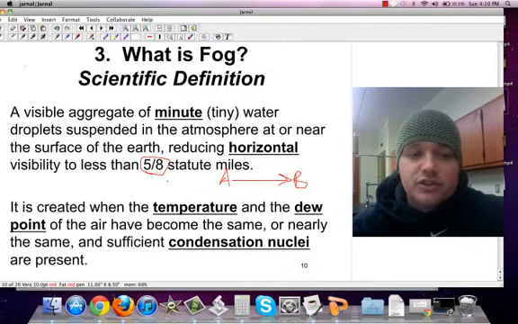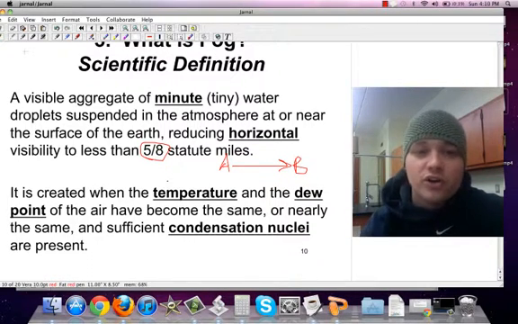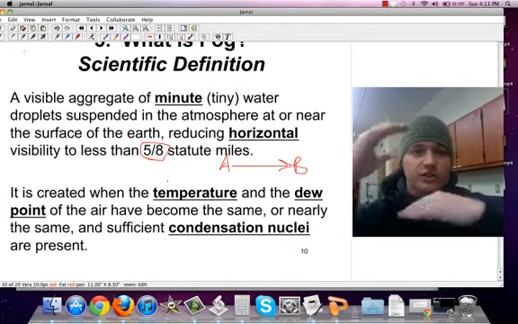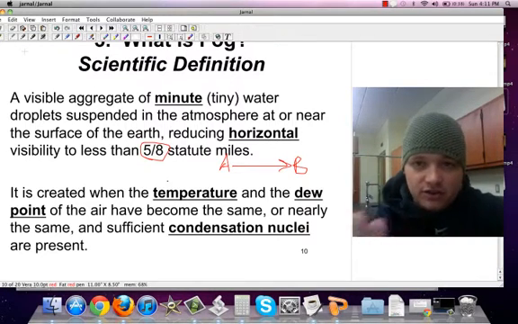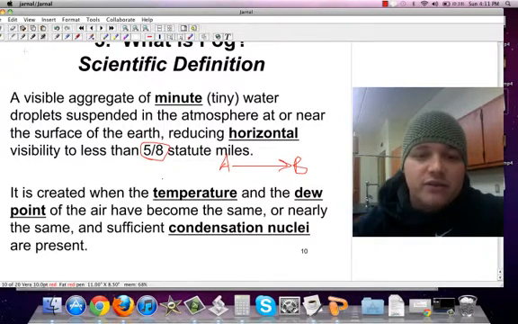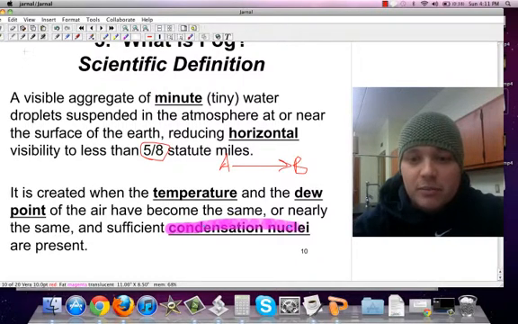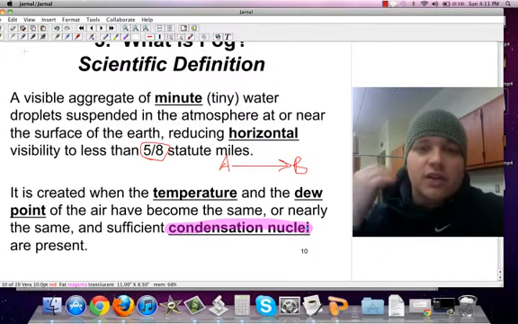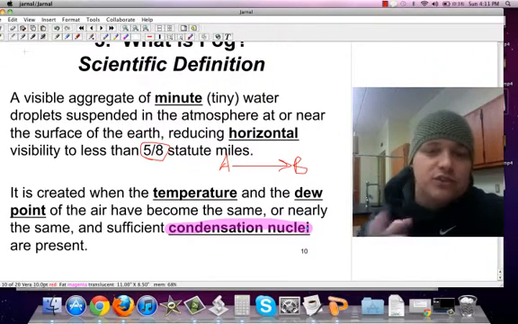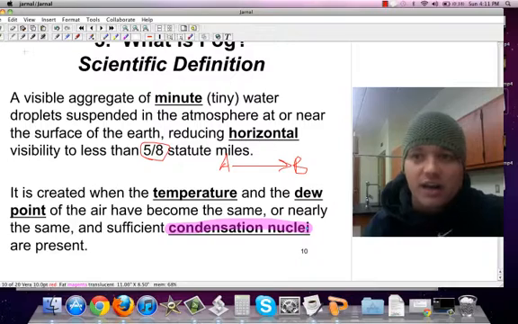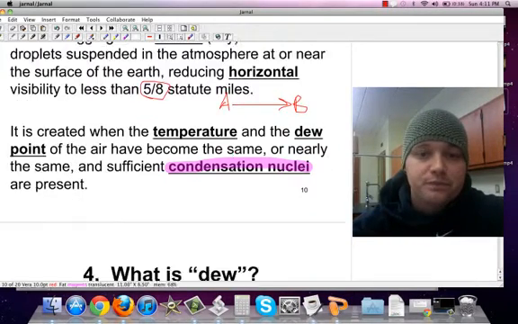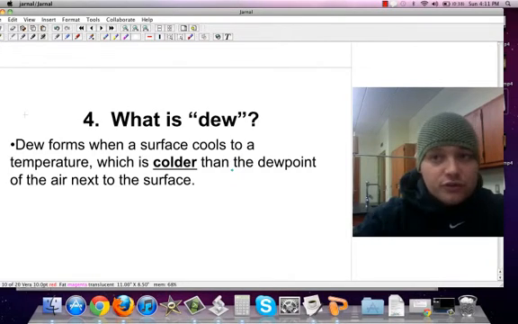It is created when temperature and the dew point have become the same or nearly the same. So you have temperatures within 5 degrees of one another, as I said earlier, and then you have sufficient nuclei. This would be the dust, the sand particles, very small things that the moisture can grab onto. That has to be present. If you do not have nuclei, then the fog cannot actually form, because the moisture doesn't have anything to attach itself to. Okay, so there's fog.